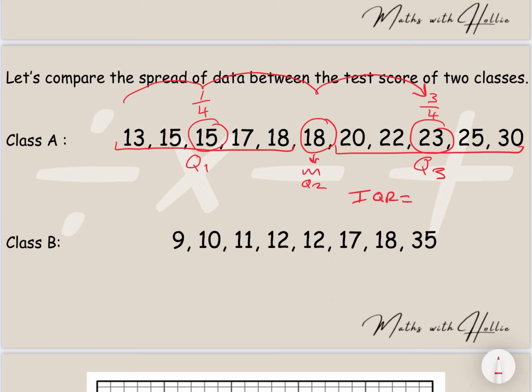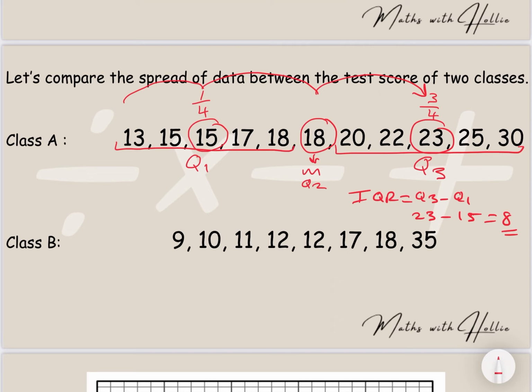We do Q3 and we subtract Q1. So we do 23 and I am going to subtract 15. So my answer is going to be 8. So that is my interquartile range for class A. So I can say the spread of data for this first one is across 8 numbers.